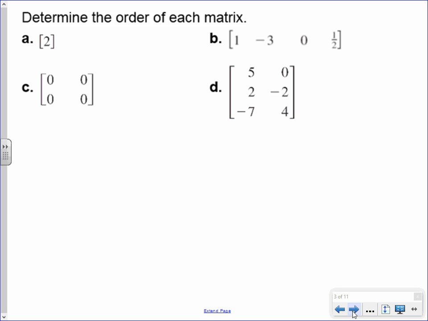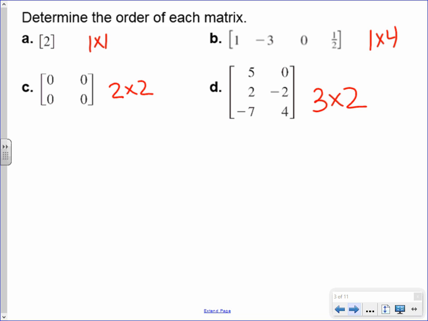All right, pod 3. What is the order of A? One by one. Do you agree, pod 1? Excellent. Pod 6, B. 1 by 4. Pod 5, do you agree? Awesome. Who did I just ask? Pod 6, right? Pod 2, C. 2 by 2. Pod 4, do you agree? Excellent. Pod 1, last one. 3 by 2. Everyone, do you agree?